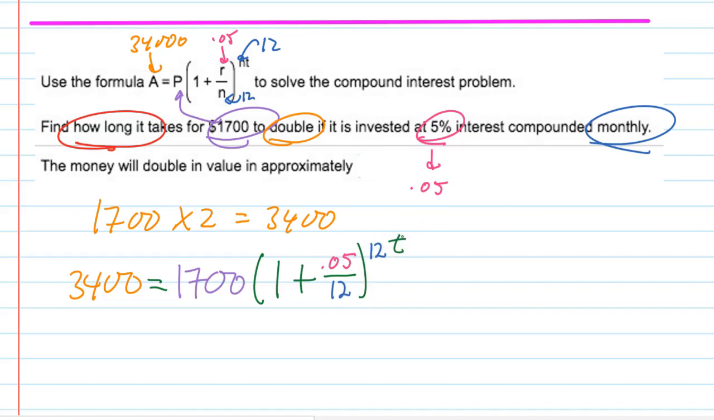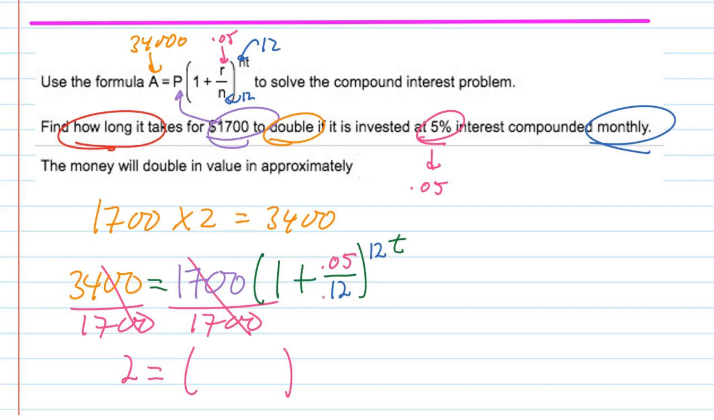So the first thing I'm going to do is get rid of that 1,700 from my parentheses. The opposite of multiplying is dividing, so I'm going to divide both sides by 1,700. And that gives me 2 is equal to. At the same time, I'm going to leave this 1 plus the 0.05 divided by 12 because I'm going to be plugging it into a calculator and I don't want to round. So when I plug this into my calculator, I'm going to plug that whole thing in just like that, still raised to the power of 12t.